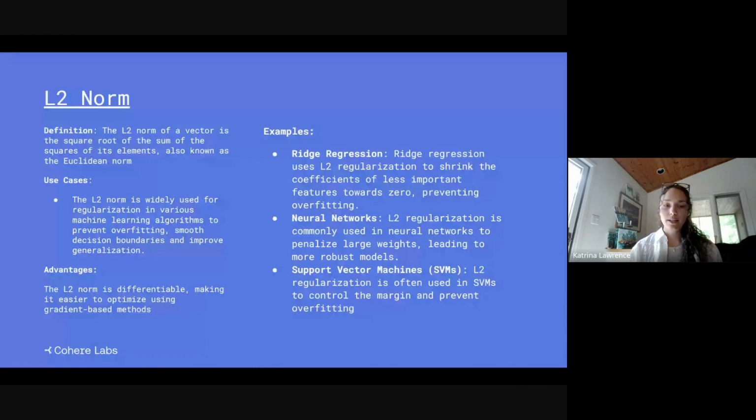Neural networks are another example. This norm is used to penalize large weights, leading to more robust models. And in support vector machines, which are often used for classification, the L2 norm is often used to control the margin and prevent overfitting. So it helps smooth that decision barrier that you would have between the different categories of your data. So that's where that one is used. Let's take a moment and look at a whiteboard here, and we'll practice calculating the L2 norm.